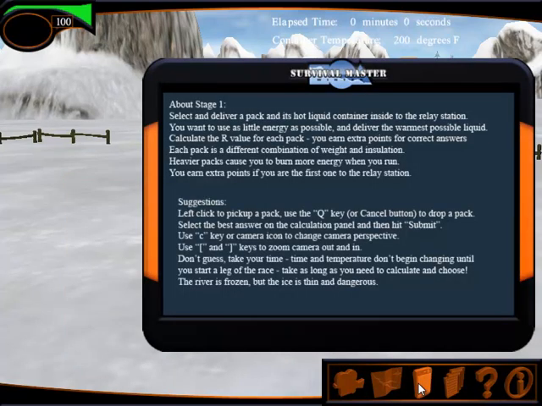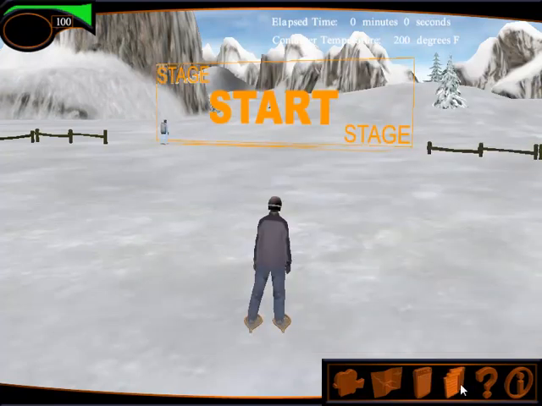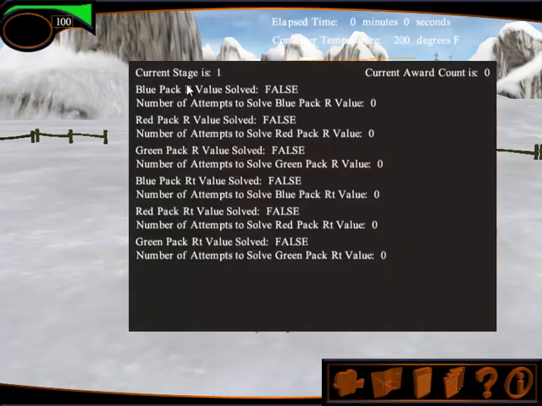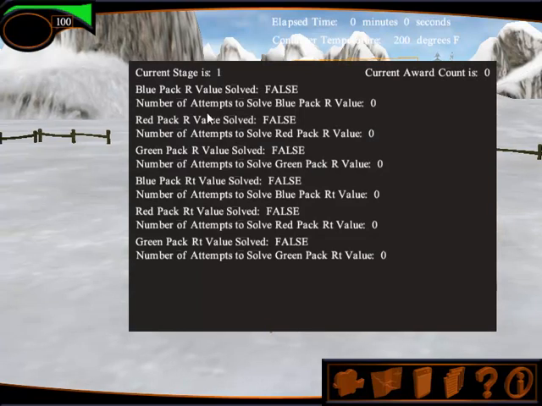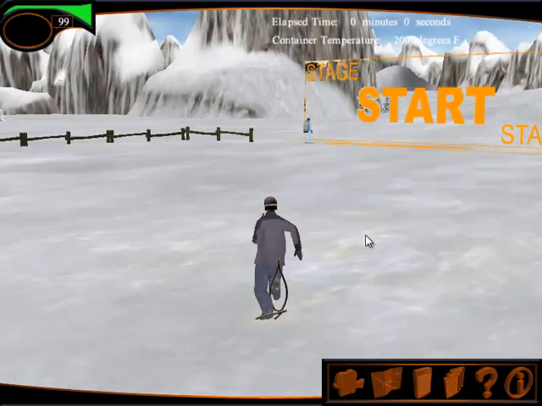Our superphone gives us some hints, so when we're getting ready to start stage 1, we can see these hints, and we're being told that we're going to deliver this container of hot liquid, and we're concerned with choosing the best pack, and then reminders about the key combinations that we can use. Our notes again show us what stage we're in and the number of things that we have solved or not for various packs, and what our award count is. So let's go over and look at a pack.